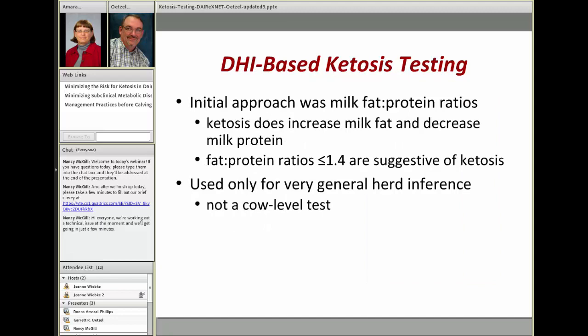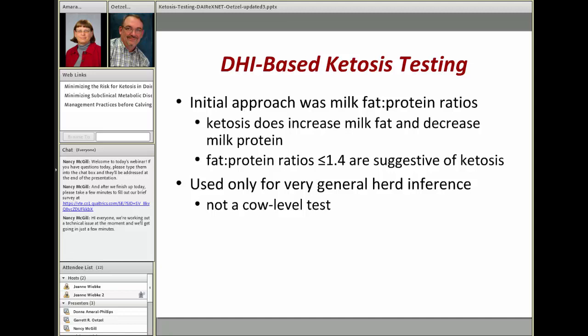I want to finish up with using our monthly or DHI-based ketosis testing and talk about some of the options there. We even have some in-parlor systems now that can do parts of this. And I think this is an interesting place. Nothing is going to supplant Cowside blood testing as being something that's very accurate and it's possible. But this is something that I think we're going to see more of because of the practicality of it.